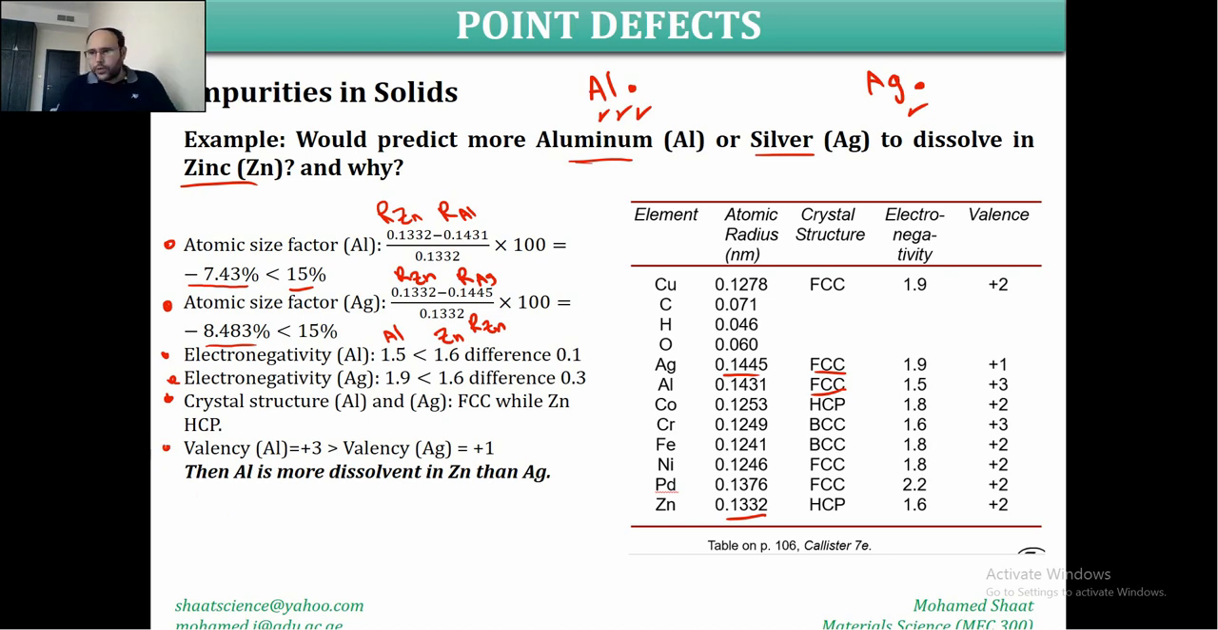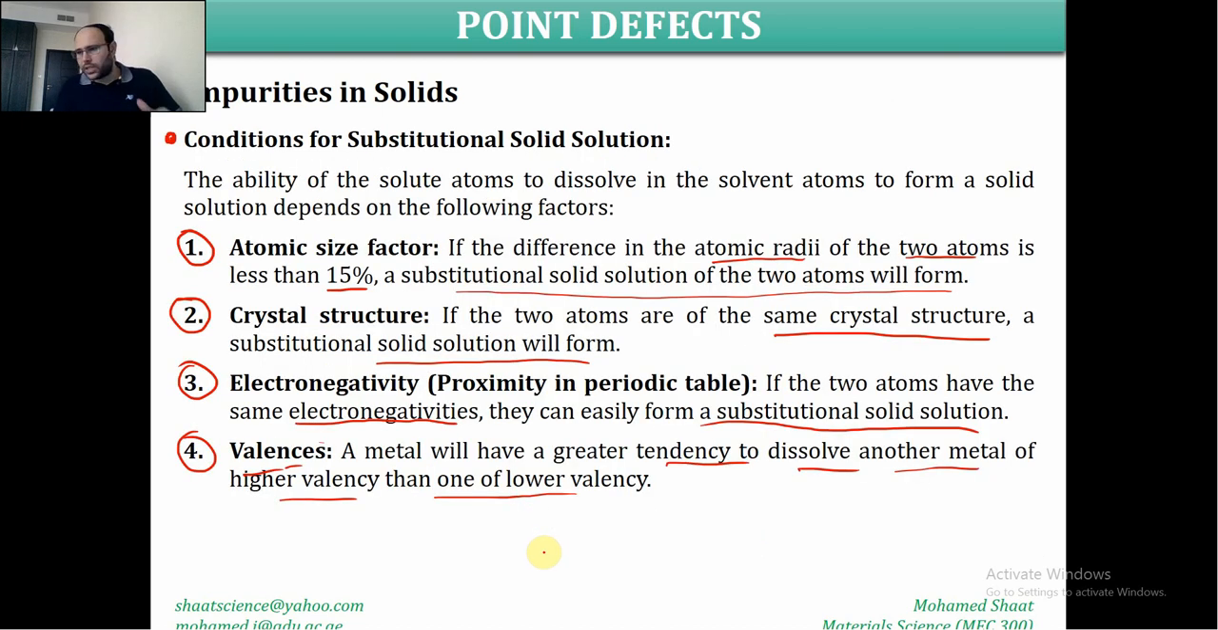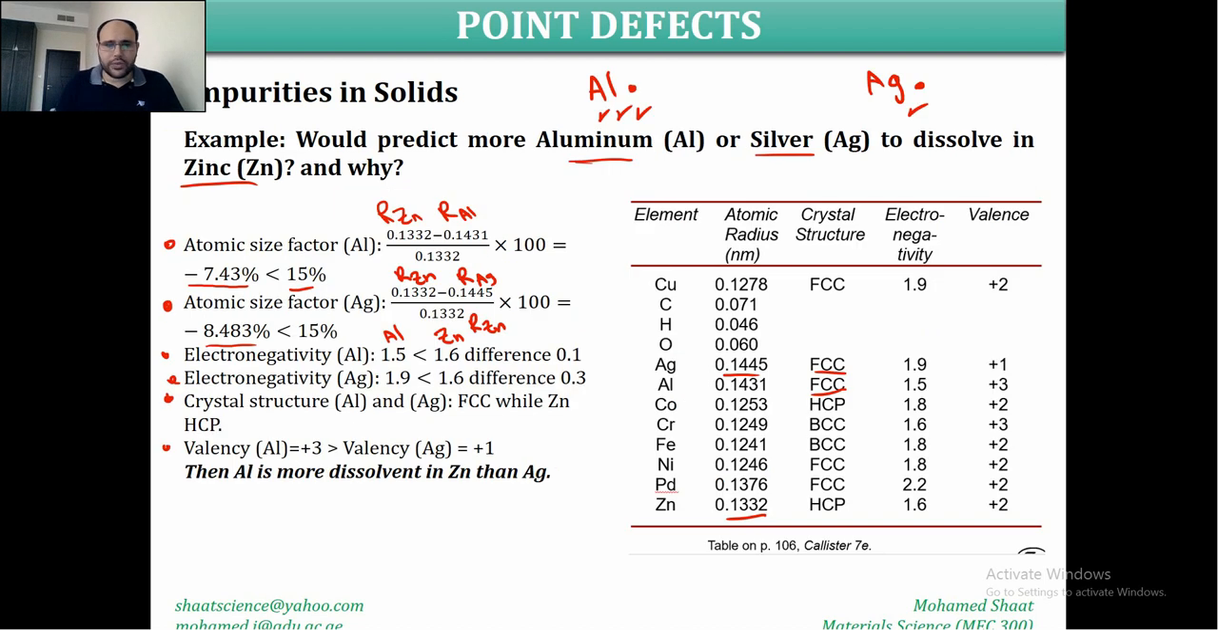And the last condition, the fourth condition, the number of valence electrons. It is plus 3 for the aluminum, but it is only plus 1 for the silver. It means that the aluminum is more dissolvable than the Ag. We said that as the number of valence electrons increases, this achieves a better substitutional solid solution, or increases the possibility of forming a substitutional solid solution. It means that aluminum is more dissolvable into zinc than the Ag. So this gives another point over the Ag to the aluminum.